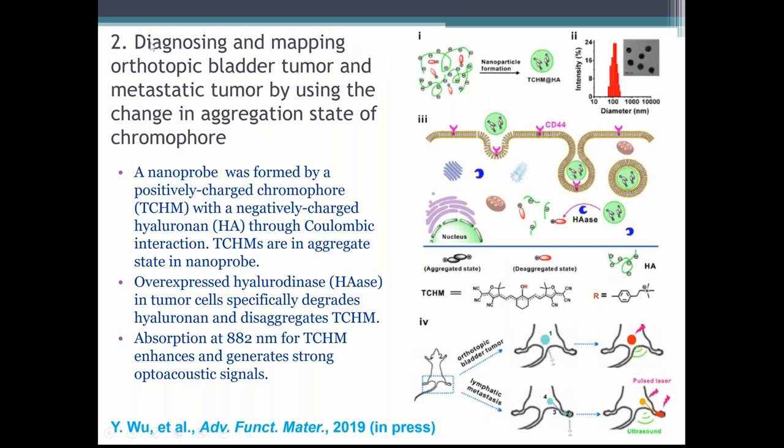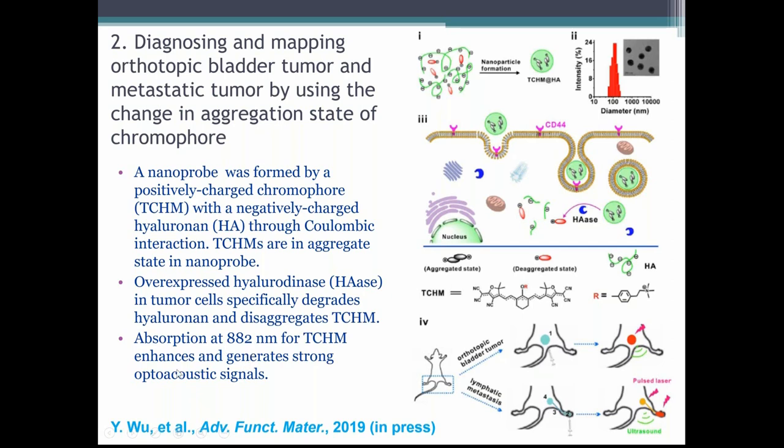Next, I will talk about our second work. In this work, we designed a nanoprobe for diagnosing and mapping orthotopic bladder tumor, a metastatic tumor, by using the change in aggregation state of the chromophore. The nanoprobe is formed by a positively charged chromophore, TCHM, with a negatively charged polymer, hyaluronan, through ionic interaction. In the nanoprobe, TCHM are in the aggregate state. An overexpressed hyaluronidase in tumor cells can specifically degrade hyaluronan and therefore disaggregate TCHM molecules.